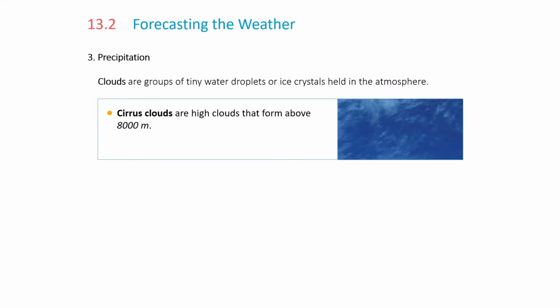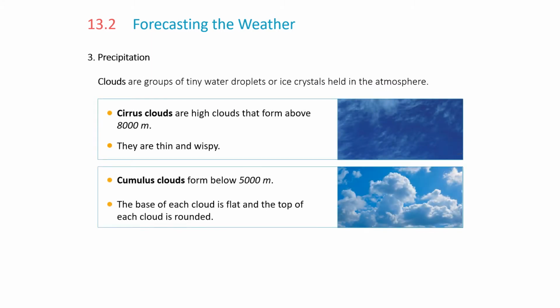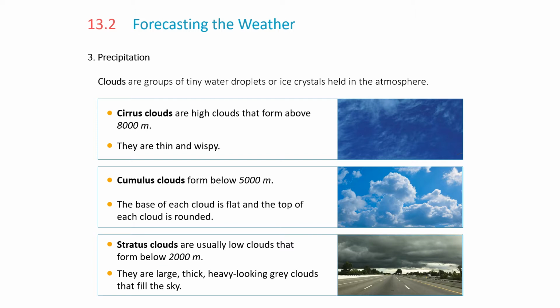Another thing to note about precipitation is the clouds. Clouds are groups of tiny water droplets or ice crystals that are held in the atmosphere. We've got three types of clouds seen here. So we've got the cirrus clouds. They're high clouds that form above 8,000 metres and they're really thin and wispy. We generally see clouds like that in the summertime where we don't generally get a lot of rainfall.